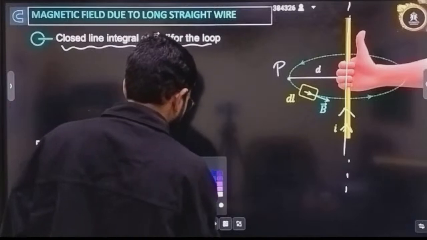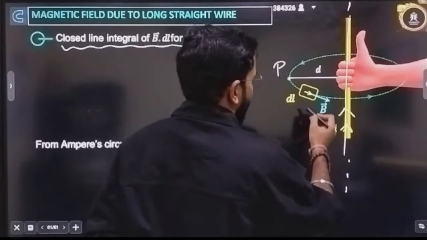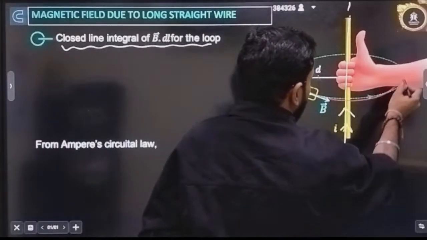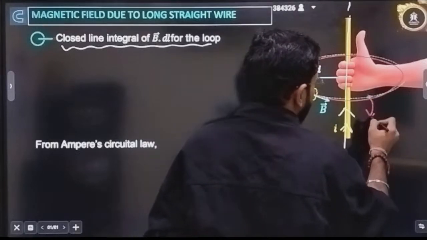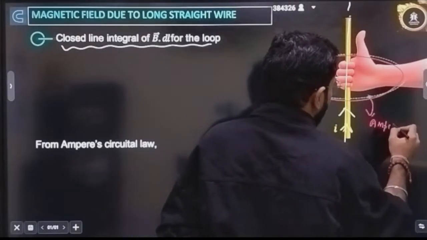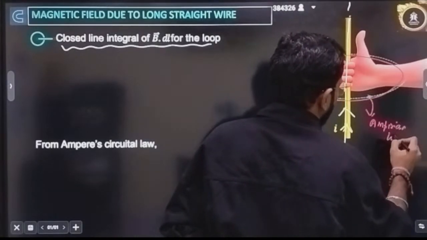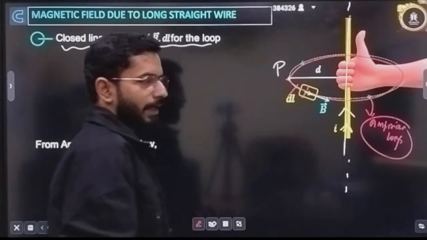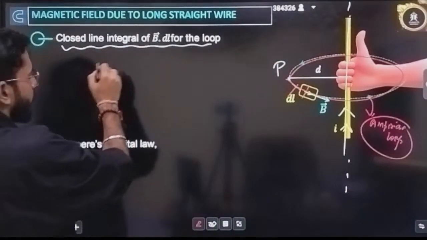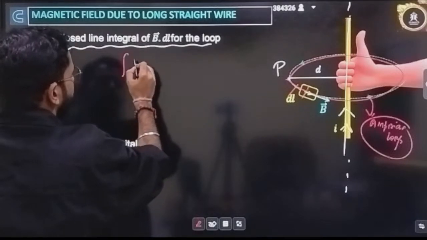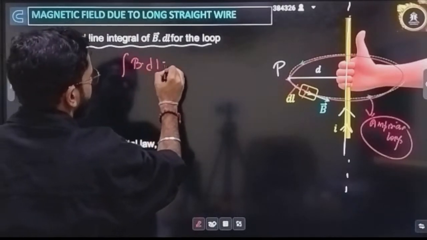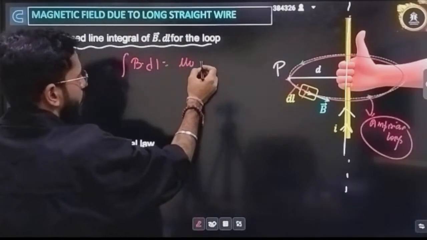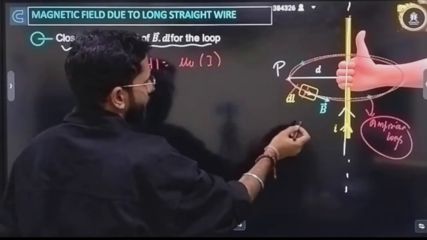How will you calculate it? Firstly, what is the first step? Draw an Amperian loop. This is your Amperian loop. Now take a dl element and write the equation. The line integral of B dot dl is equal to mu naught times the net current passing through this Amperian loop.